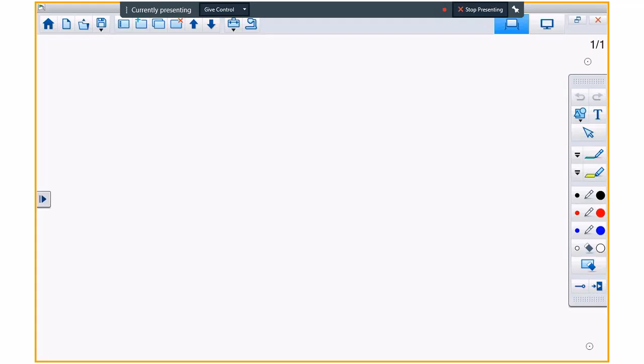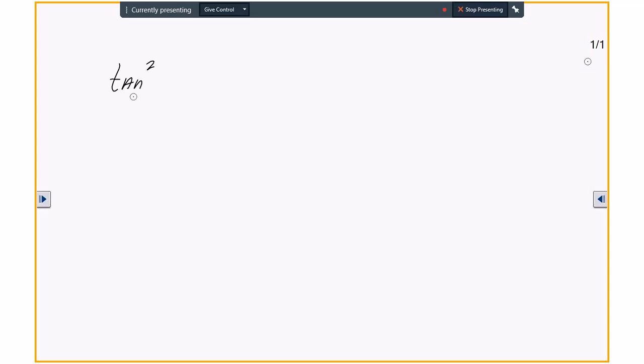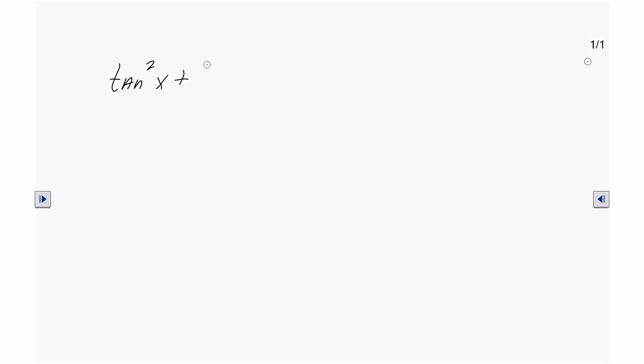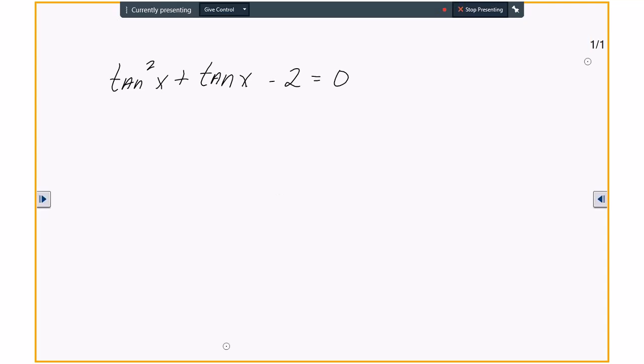All right, if we do tangent squared x plus tangent of x minus 2, did we do that one, or were we in the middle of it? Okay. I think, if I'm not mistaken, the last one we did was sine tangent equals sine, right? All right, so try this one.